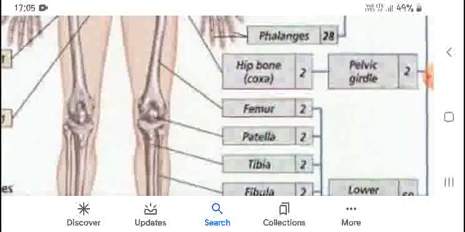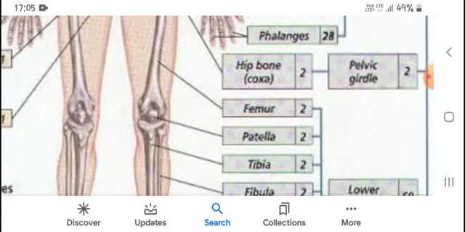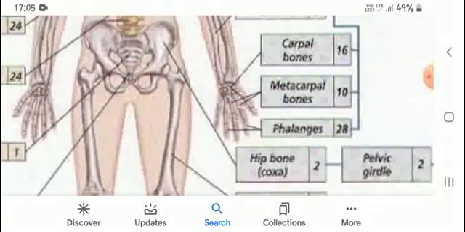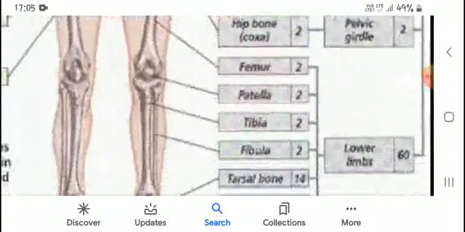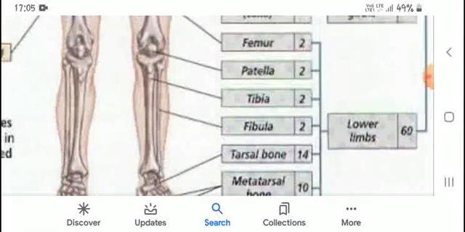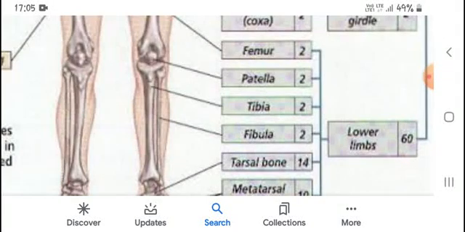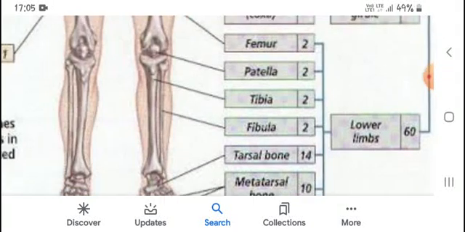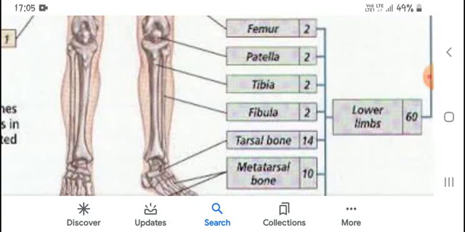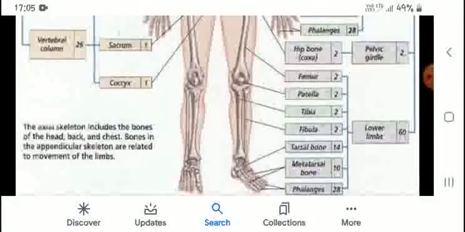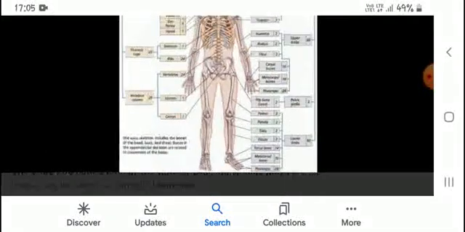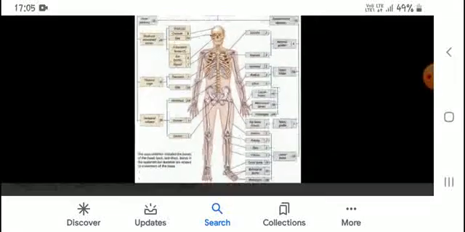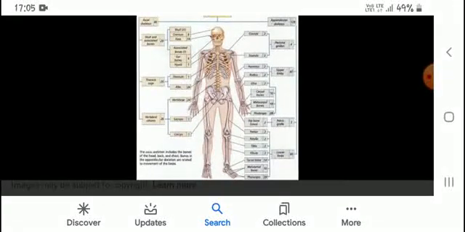So here the pelvic girdle is two bones, that is the hip bone. Next, we learned about the lower limbs: the femur two bones, patella two bones, tibia two bones, fibula two bones, tarsal bones 14, metatarsal bones 10. So this was about the bones that are present in our body. I think you understand the bones. This is the total image. If you want, you can make it full screen, and you can check it like that. Here you can see, I think so.